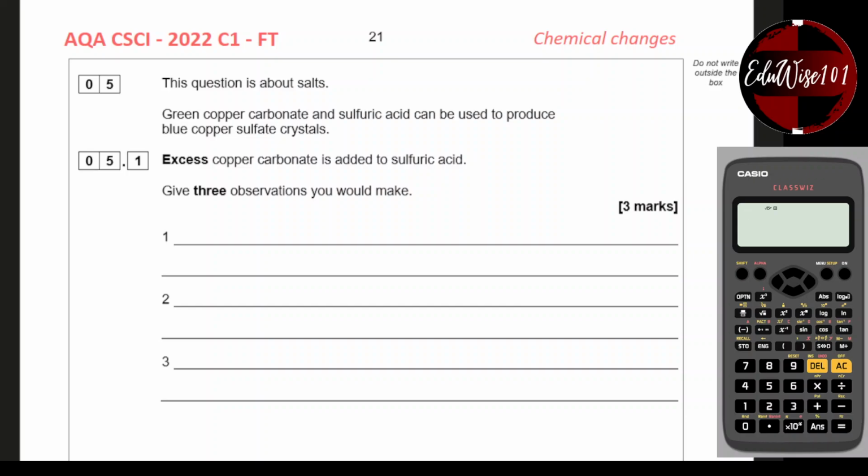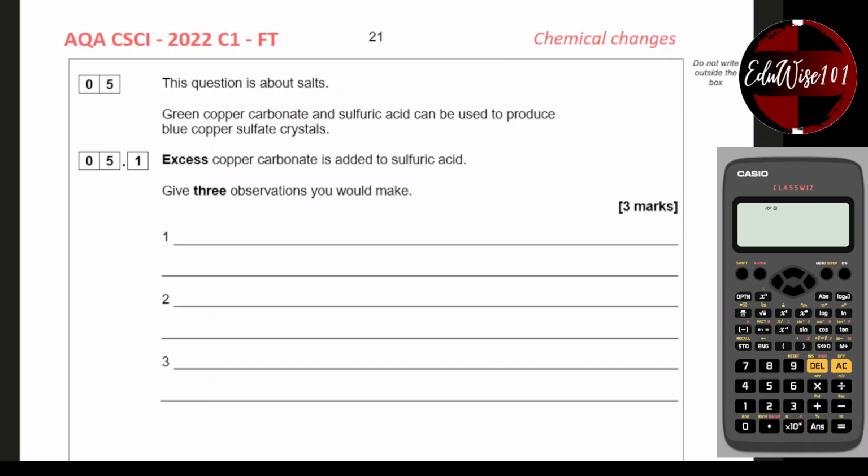In this video, I'm going to go through the AQA Combined Science 2022 Chemistry Paper 1, the Foundation Tier, question number 5. This question is on the chemical changes topic. This question is about salts. Green copper carbonate and sulfuric acid can be used to produce blue copper sulfate crystals. Now, this question refers to the required practical about making salts.